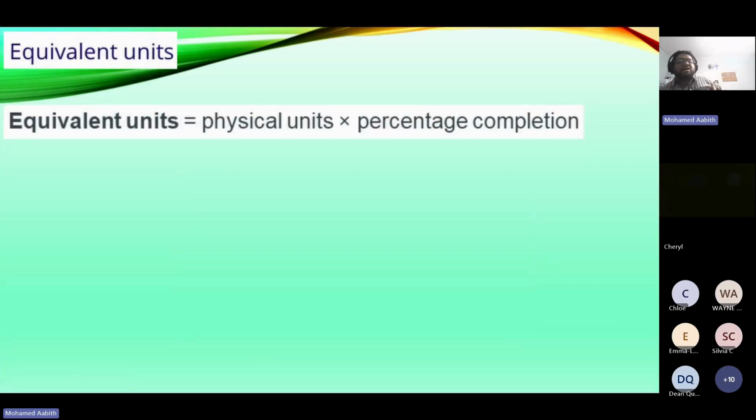If I physically completed a unit, it's fine. But what if I partially completed a unit? I need to know, what if I put my whole effort into that unit, how many full units I could have made in that same time? For example, I have 100 units, I worked 20% of them. What is the meaning of that? That means if I put my full effort, I could have made 20 full units, but I didn't. I made 100 units, which are 20% full.